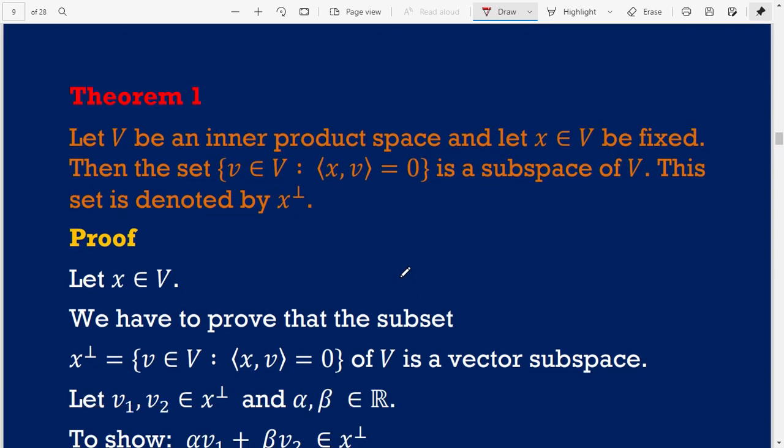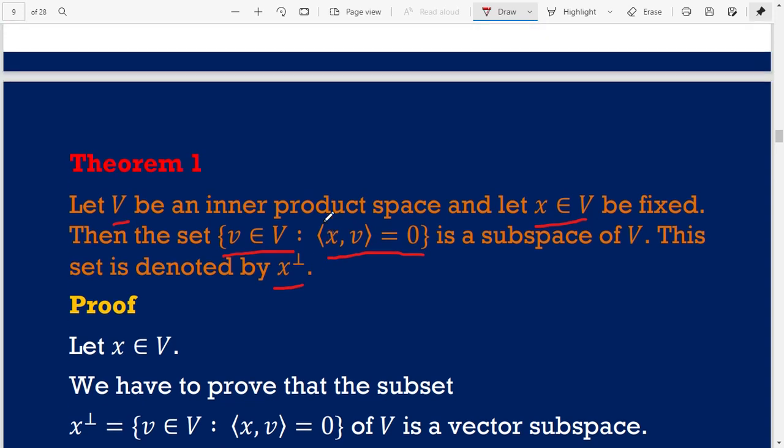Theorem 1. Let V be an inner product space and let x belongs to V be fixed. Then the set of v belongs to V such that inner product x with v is equal to 0 is a subspace of V. This set is denoted by x orthogonal.